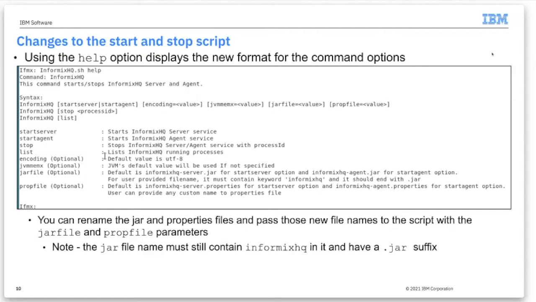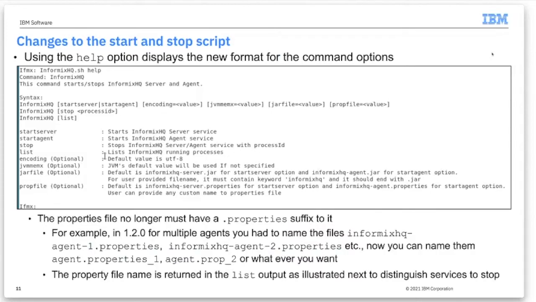Another significant change is that you can rename both the jar and the property file names to almost anything you want them to be. So they can be very easily user identifiable and make sense to you. The one caveat is that the jar file name still must contain Informix HQ in it somewhere. So you could have my_Informix HQ.jar if you wanted, or Informix IHQ underscore something underscore something underscore something dot jar if you wanted to, as long as that text string is there.